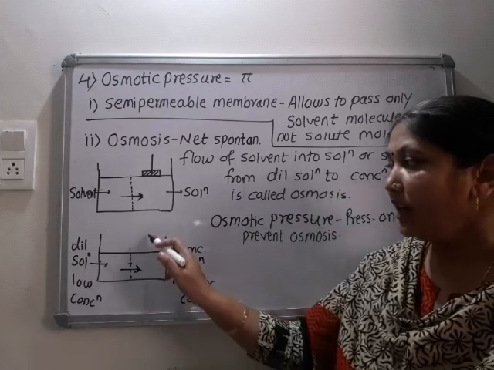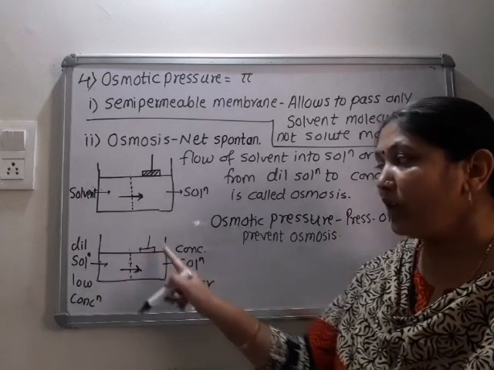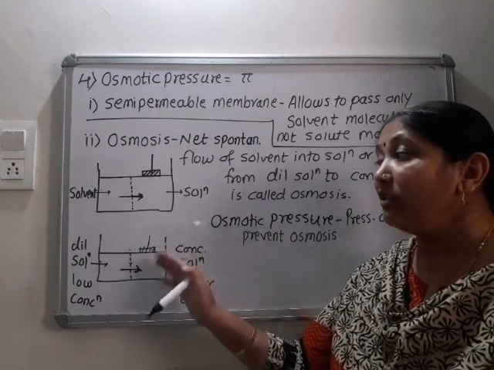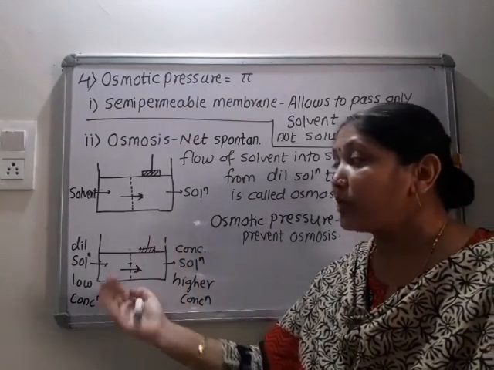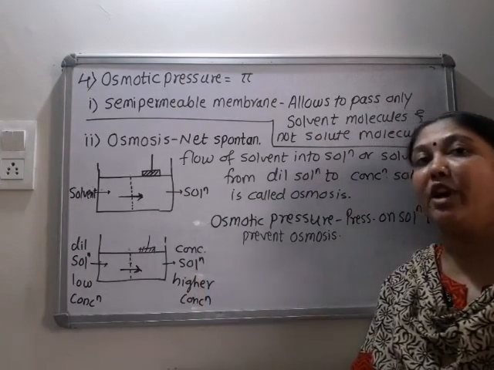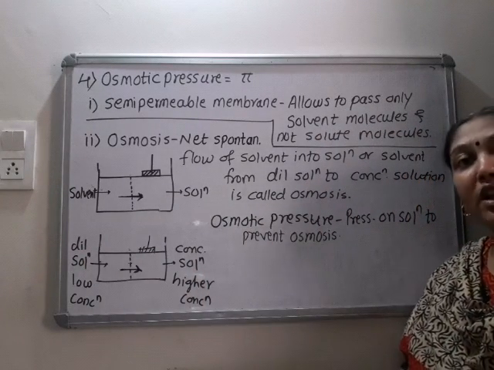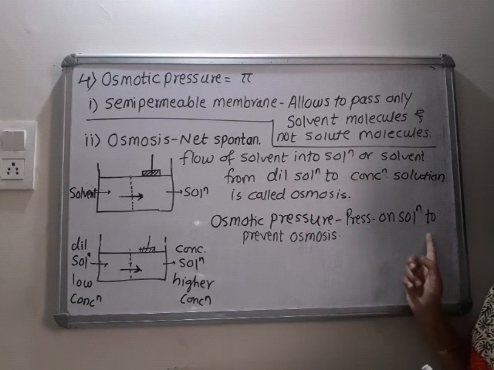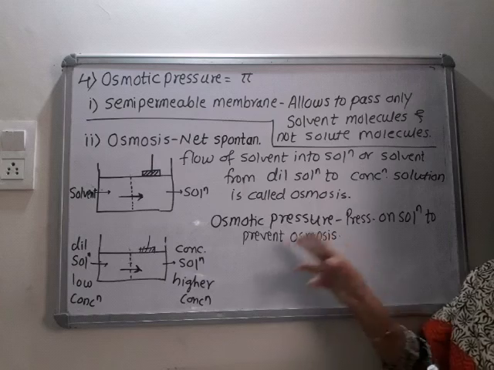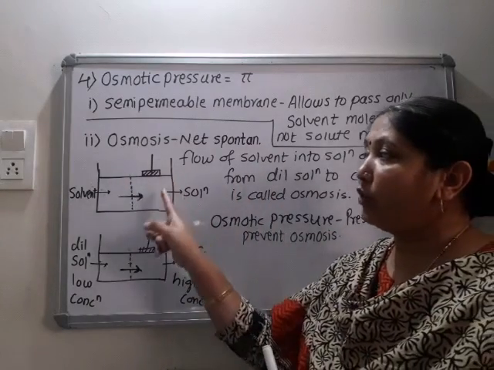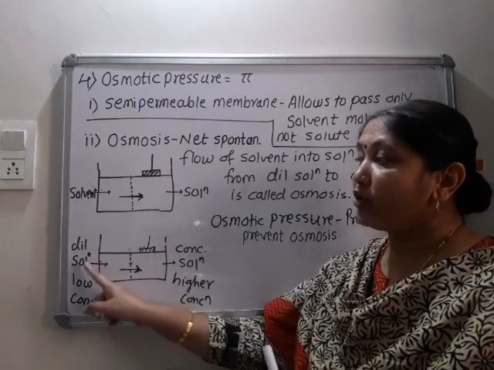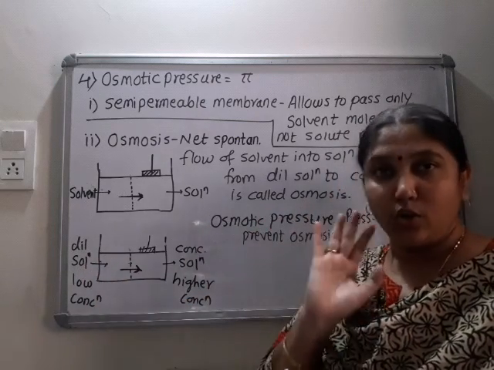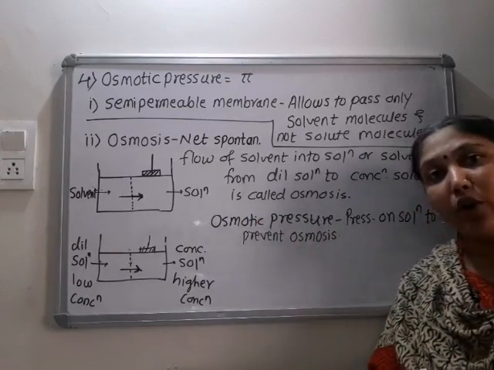Same is in this case. Here also we apply some pressure, because this solvent is going to enter into this compartment. The pressure which balances or stops the entry of this solvent into this compartment is called osmotic pressure. Clear? So osmotic pressure is the pressure applied on the solution to prevent osmosis, or to prevent flow of solvent into solution, or flow of solvent from dilute solution to concentrated solution. That is called osmotic pressure.